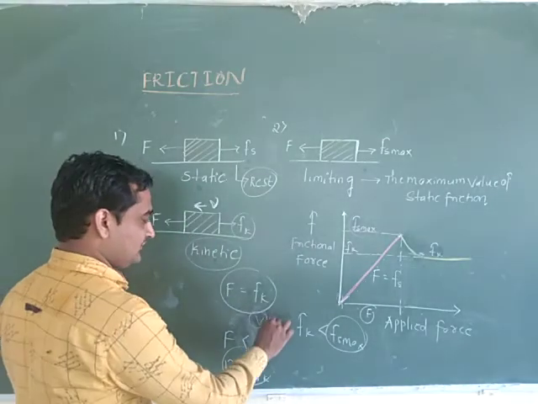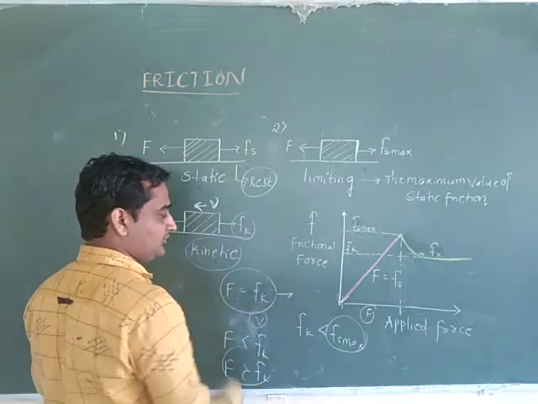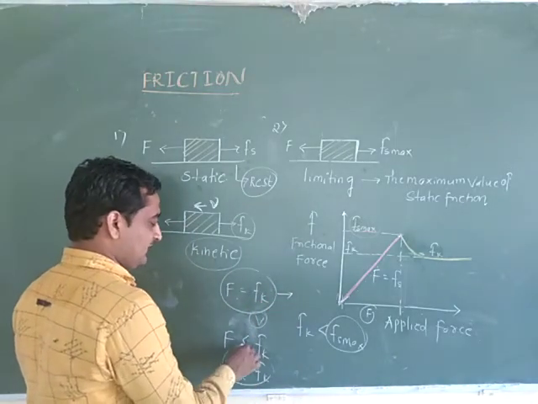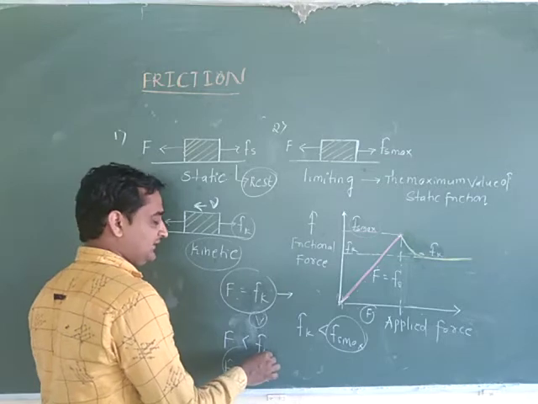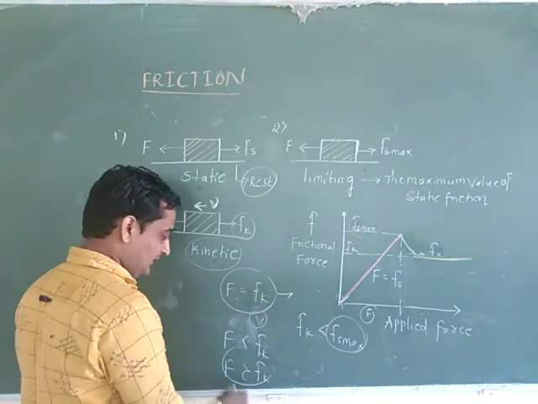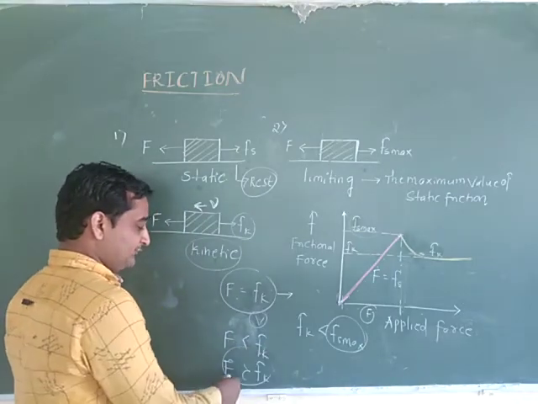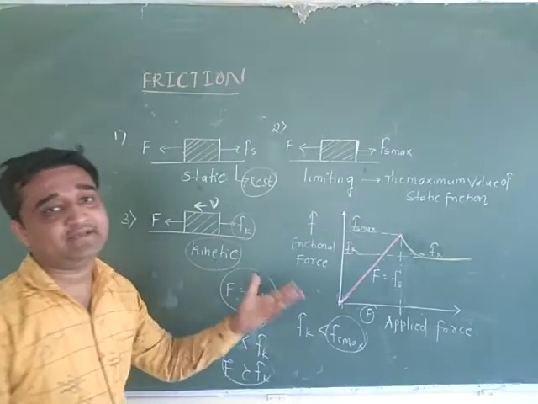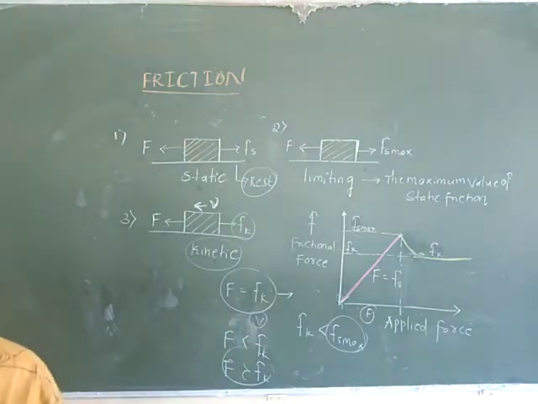In the first case, what happens? F is equal to Fk, it moves with constant velocity. If the applied force is less than the kinetic friction, then it retards, it decelerates, finally it comes to rest. And if the applied force is greater than the kinetic friction, then there will be acceleration. So these are the three important types of kinetic friction.